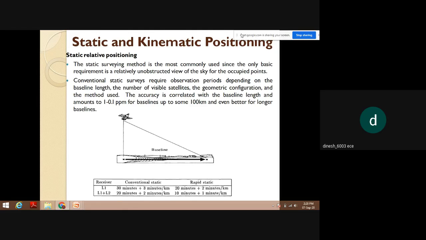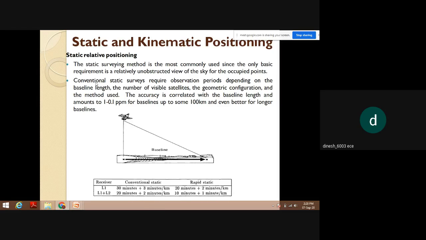Static surveying is the most commonly used method, where the basic thing is that there is not much abstraction in between the measurement at the base station and the object which we want to determine. There is not much abstraction except the sky.